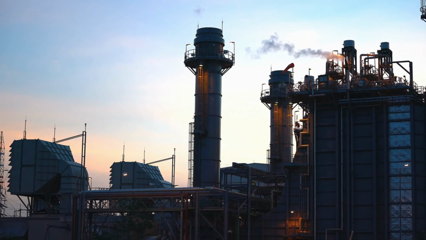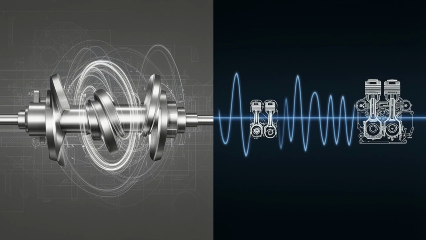A gas turbine power plant may appear simple from the outside: a turbine, a generator, and an exhaust stack. But inside, it is a carefully balanced system that converts fuel into electricity through continuous energy flow. Unlike piston engines that rely on repeated explosions, a gas turbine produces power smoothly and constantly, making it one of the most important technologies for modern electricity generation.